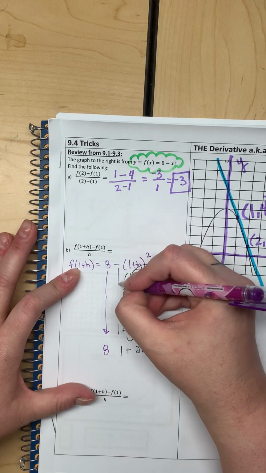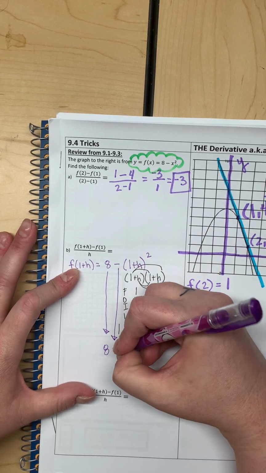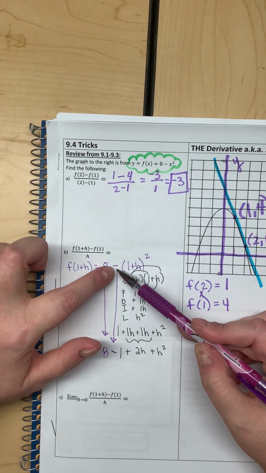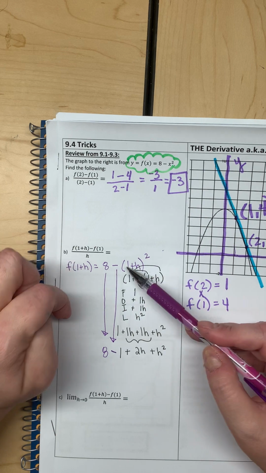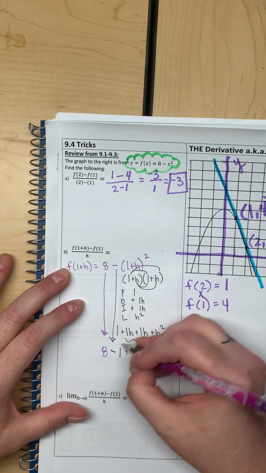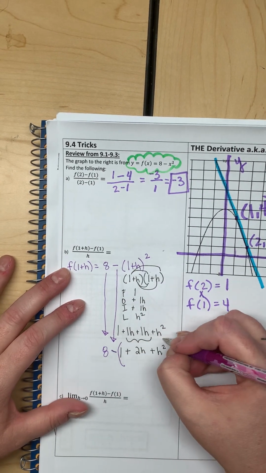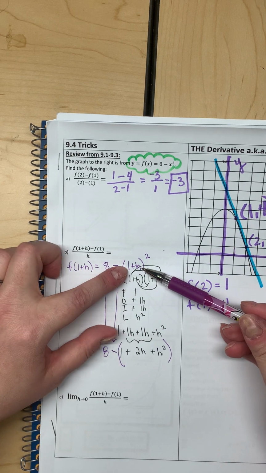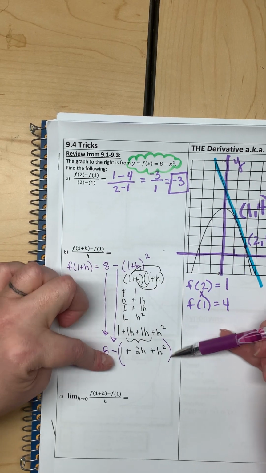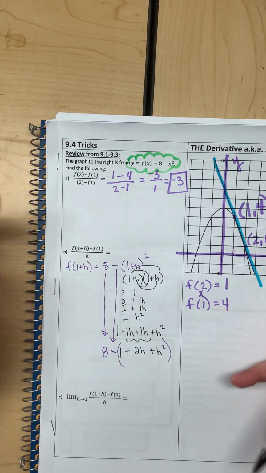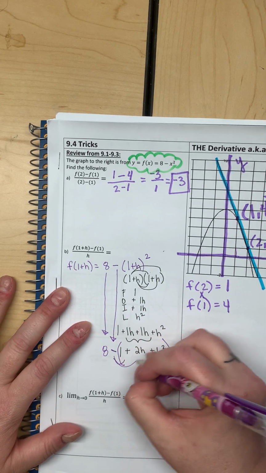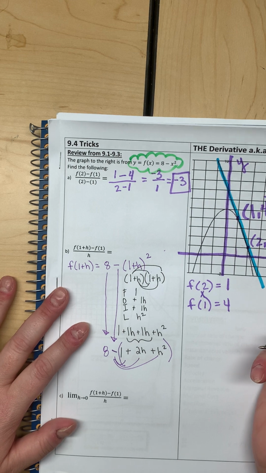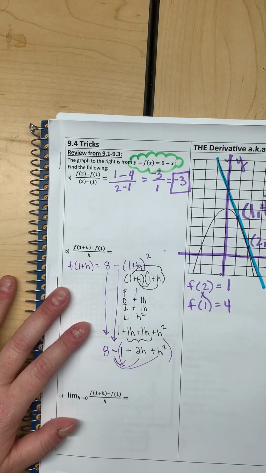We're also bringing down this minus. But then this minus applies to the whole 1 plus h squared, all of it. So I'm going to put parentheses around everything I got from that 1 plus h squared, as in the 1 plus 2h plus h squared. Okay, now let's distribute that negative. What does a negative do? It just changes your signs.